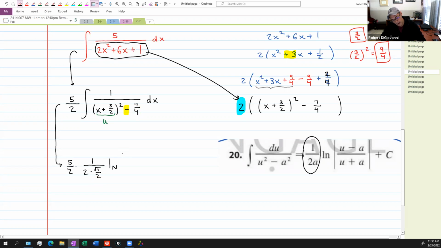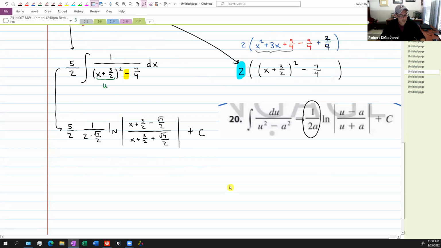Natural log, absolute value, u minus a. Okay, u minus a is going to look terrible. u is x plus 3 halves minus a, which we said is root 7 over 2. And then all of that, same thing, u plus a, plus c. And if you're wondering where this formula comes from, it's, again, rewriting this and doing trig sub. It's basically where it comes from.